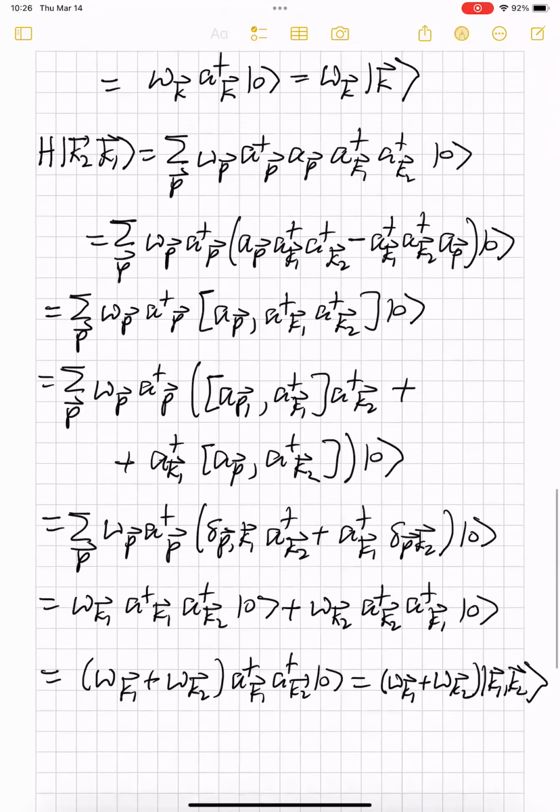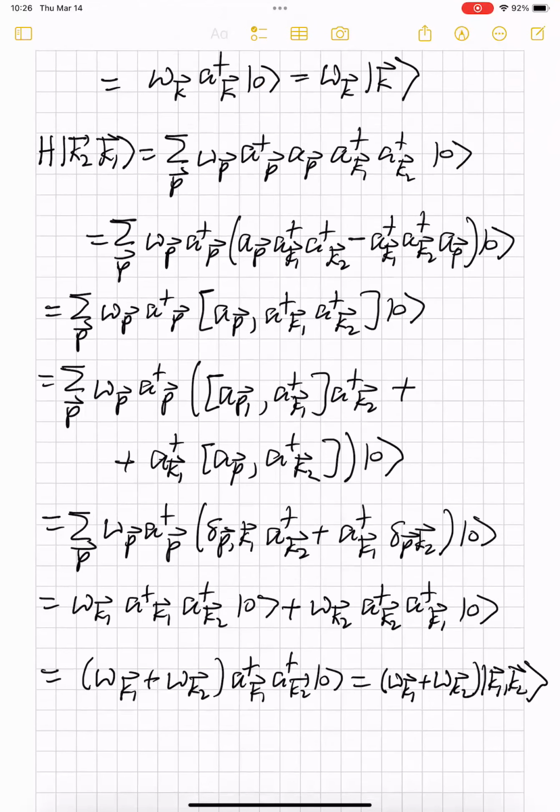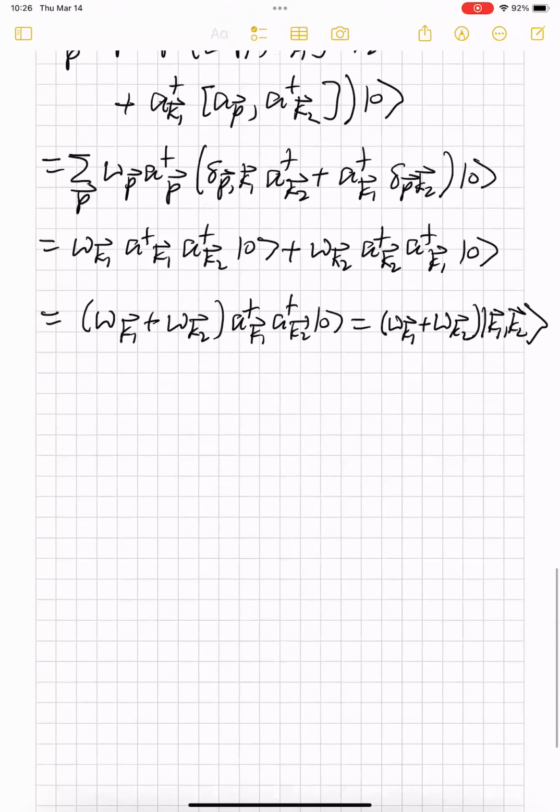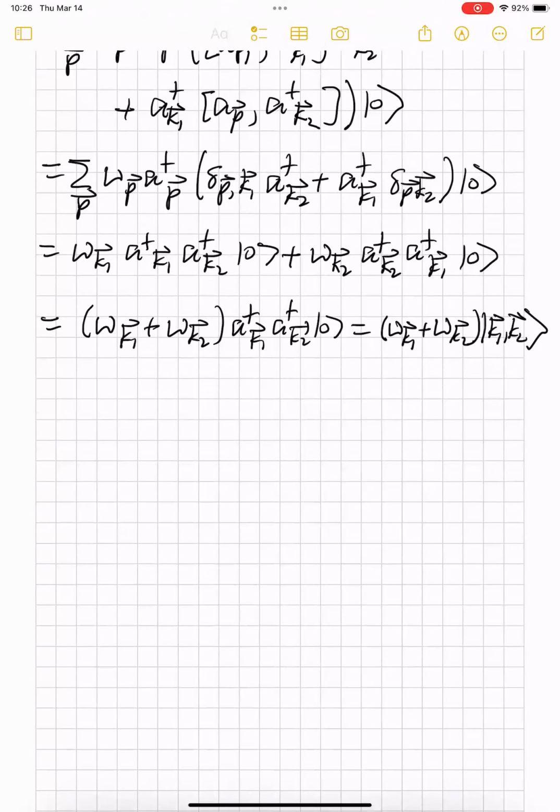So we see that the two particle state is indeed an eigenstate of our Hamiltonian with the correct energy, the energy that we expected, just the sum of the energies for the particles. You should go ahead and check that you would be able to calculate the application of the Hamiltonian to the three particle state. Let me give you another example of an operator that you could study.